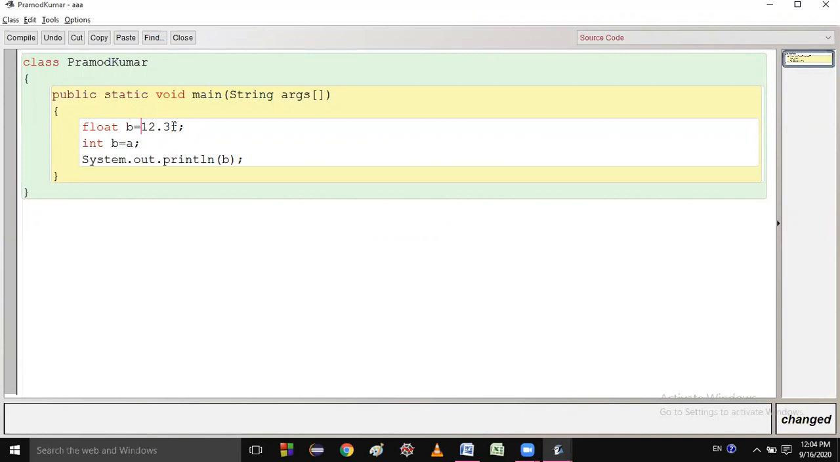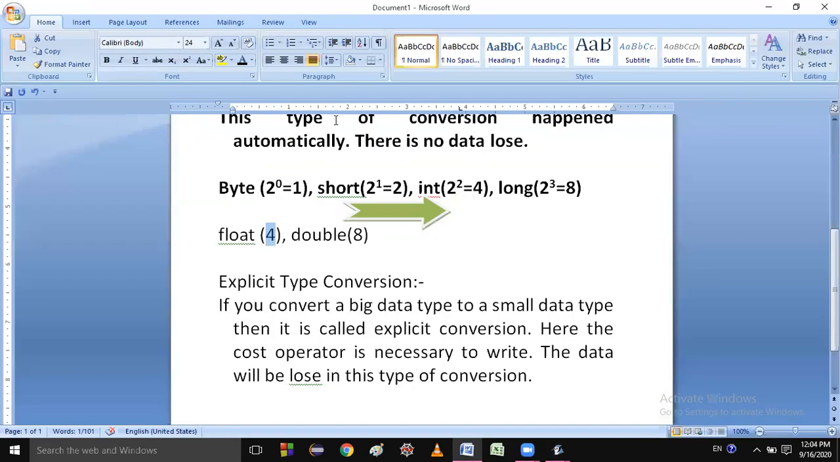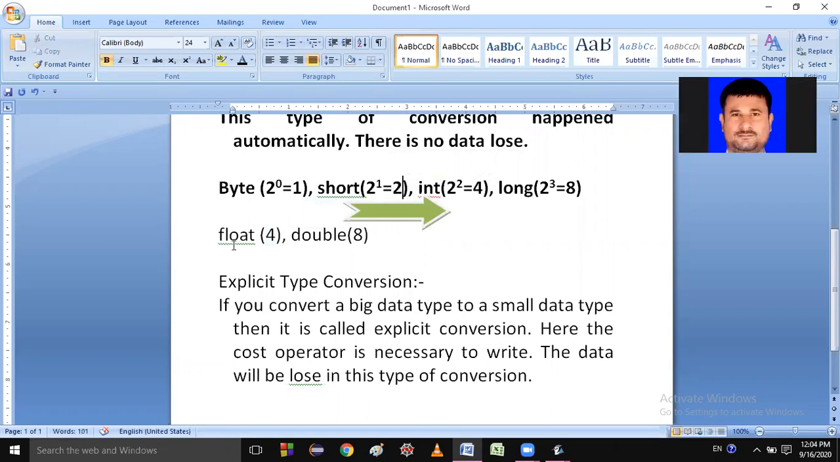So that's why you must write small f or capital F whenever you write the float data type. So float b equal to 12.3f, I have written, and I want to convert this data type to short data type. This is 4 bytes, and this is storing 2 bytes. Can you understand? I am converting this big data type to a small data type. Can you understand this one?